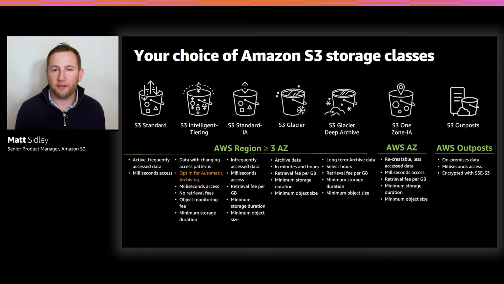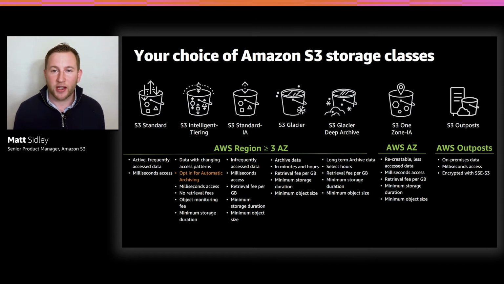You can also archive objects via lifecycle policies from any S3 storage class into one of the archive storage classes, S3 Glacier at 60% lower price than OneZone IA, or to S3 Glacier Deep Archive at the lowest cost storage in the cloud at about $1 per terabyte.